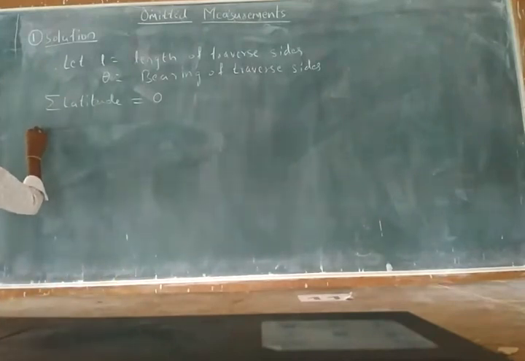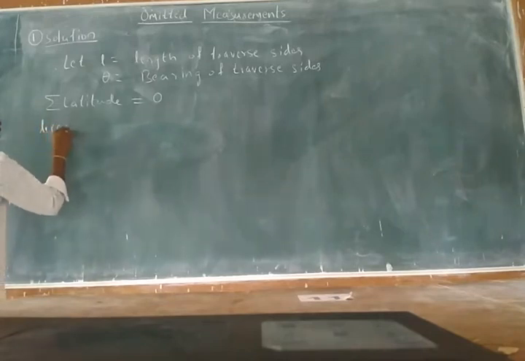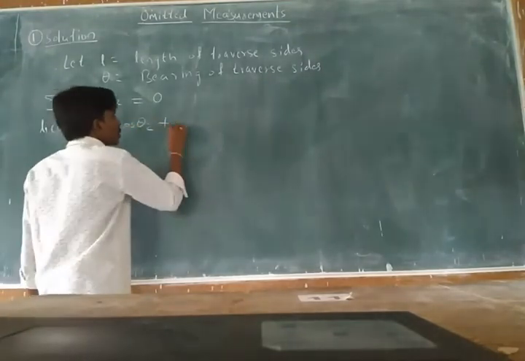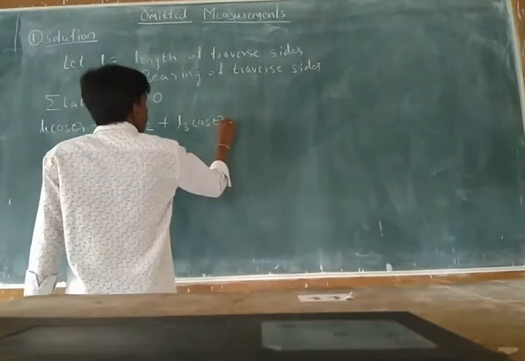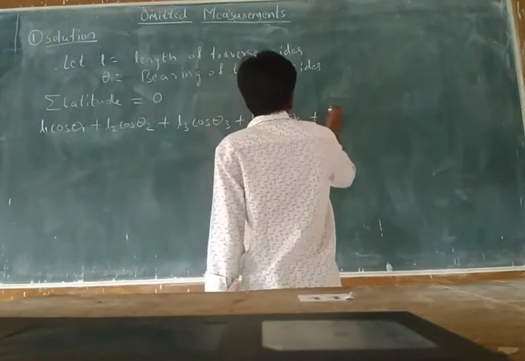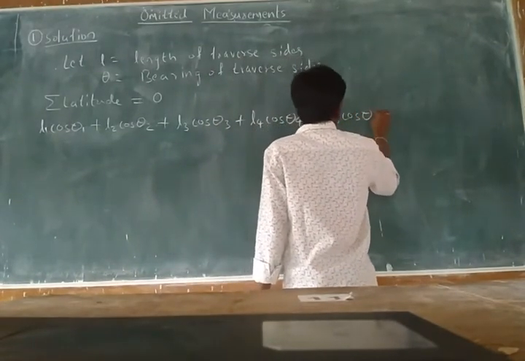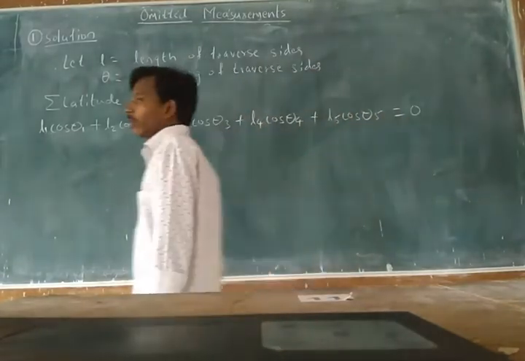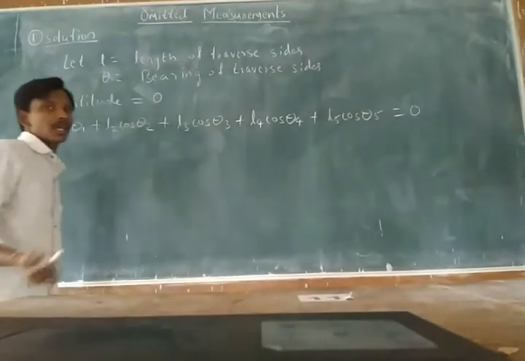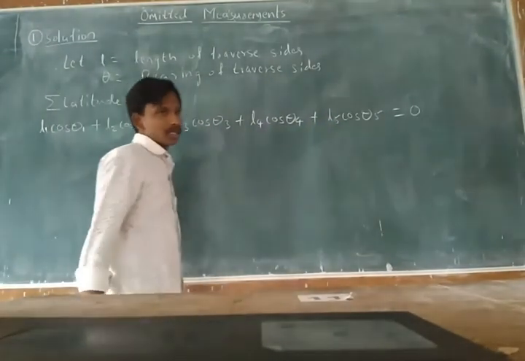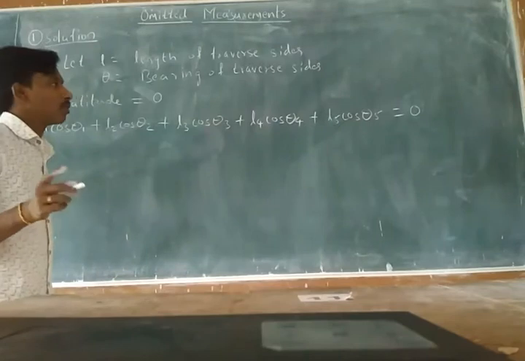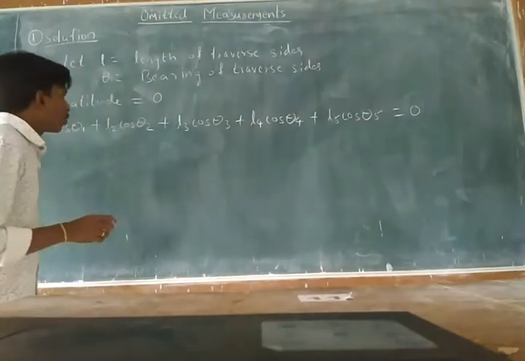So starting from here, L1 cos theta 1 plus L2 cos theta 2 plus L3 cos theta 3 plus L4 cos theta 4 plus L5 cos theta 5, that is equal to 0. Now we have only 5 traverse sides, so we are going to take up to 5 lengths, because in the question they have given 5 lengths and 5 bearings. In that they have left out the length of one side and the bearing of one side.